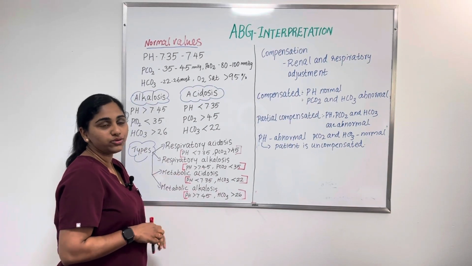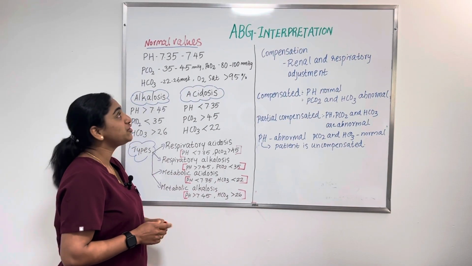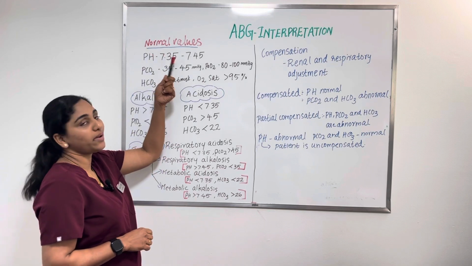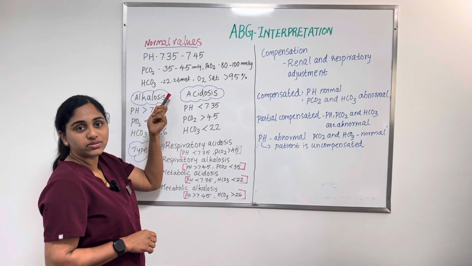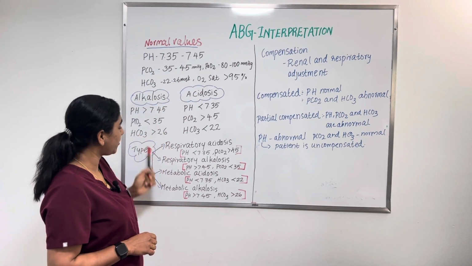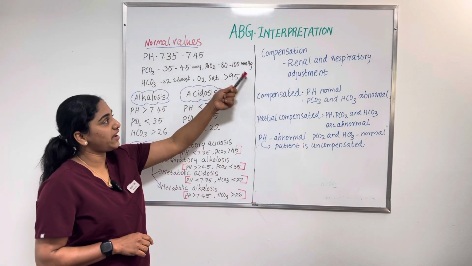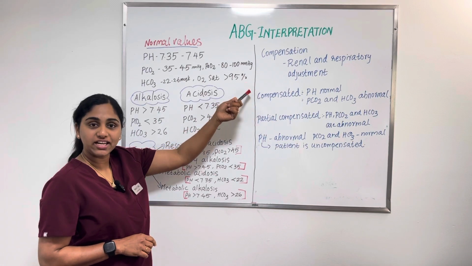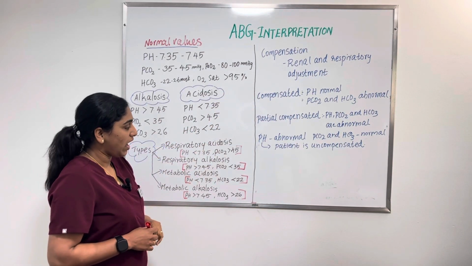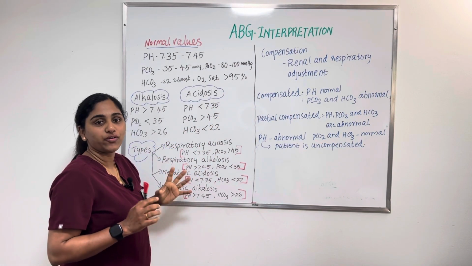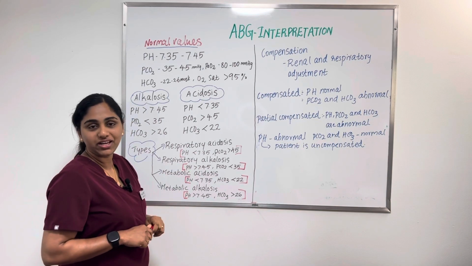So this is all about ABG interpretation. So far we discussed the normal values, what alkalosis is, what acidosis is, the types of acidosis and alkalosis, and we have also seen the compensation and the stages of compensation. I hope you all got an overall idea about ABG.